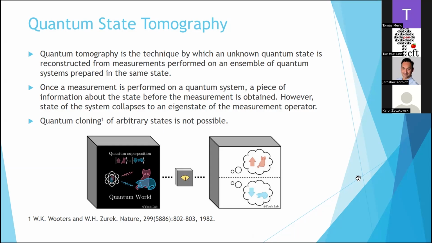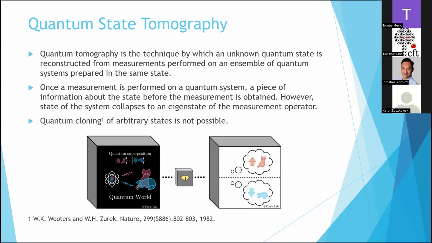But due to the collapse of the wave function, or the postulates of quantum mechanics, we cannot find more information in this same system, because if we measure again, we will obtain the same result. So we need to prepare a set of systems that are prepared in the same state. That's because it's not possible to copy an arbitrary quantum system.